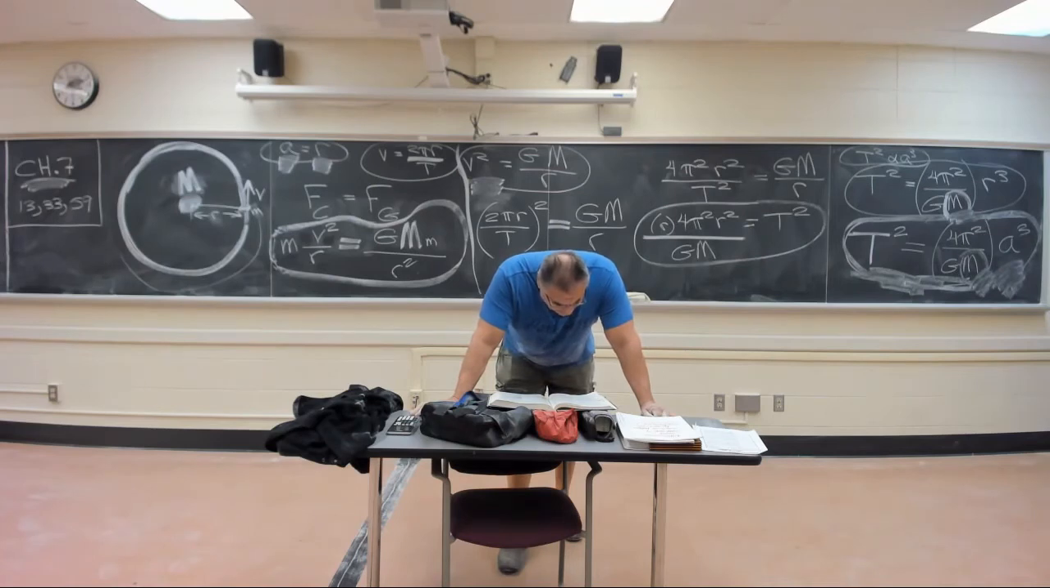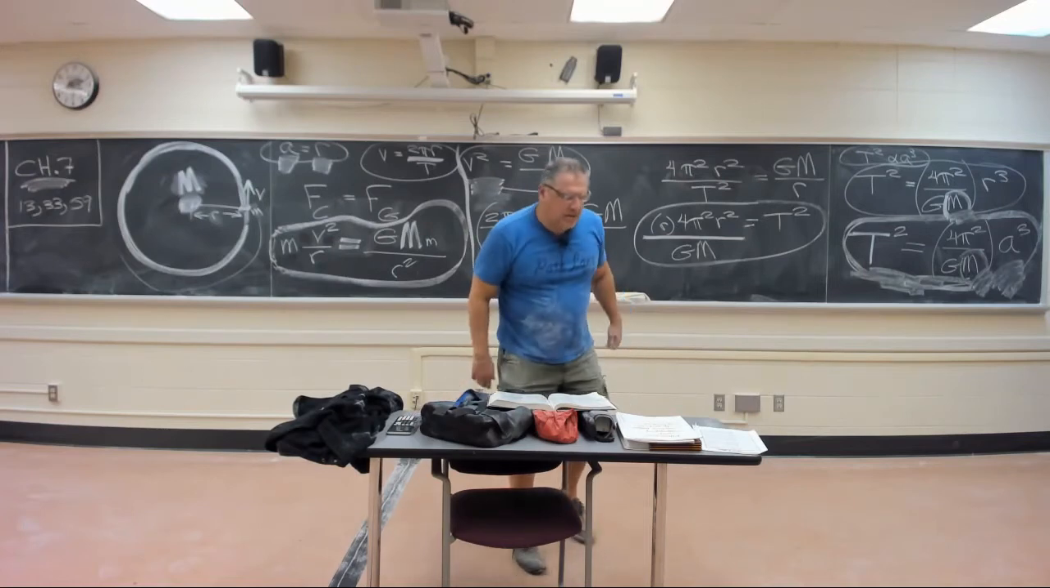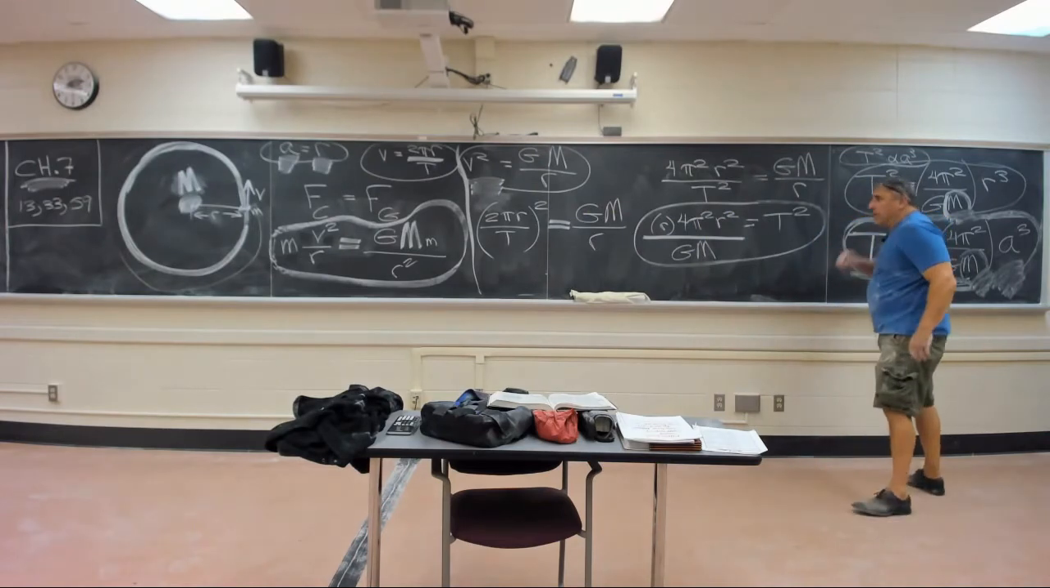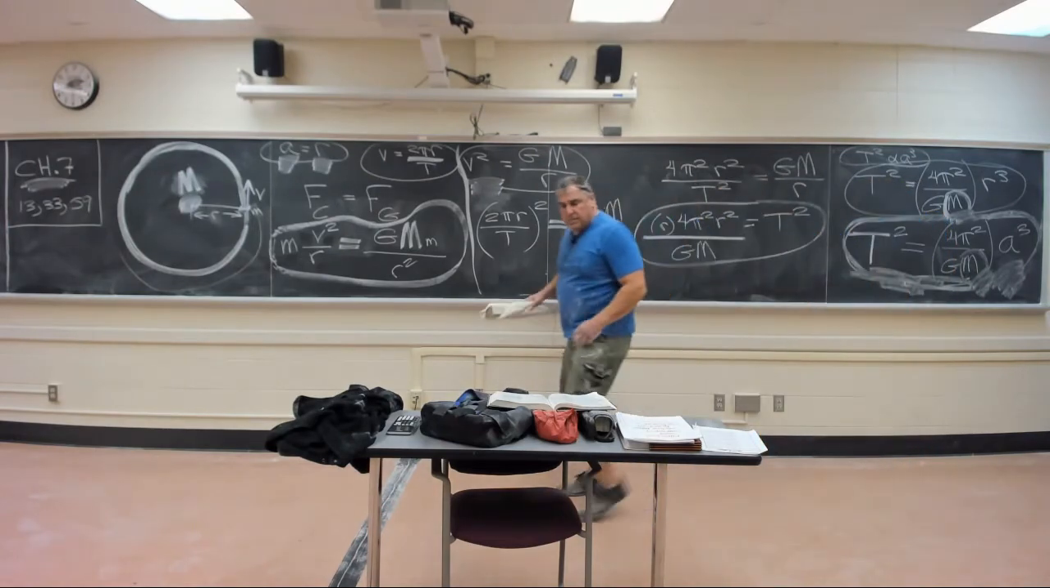Use these numbers to determine the mass of the black hole around which the star is orbiting. That's A. B, what is the speed of this star? And how does it compare with the speed of the Earth in its orbit? How does it compare with the speed of light? Rather fascinating problem. So let's take a look at it.